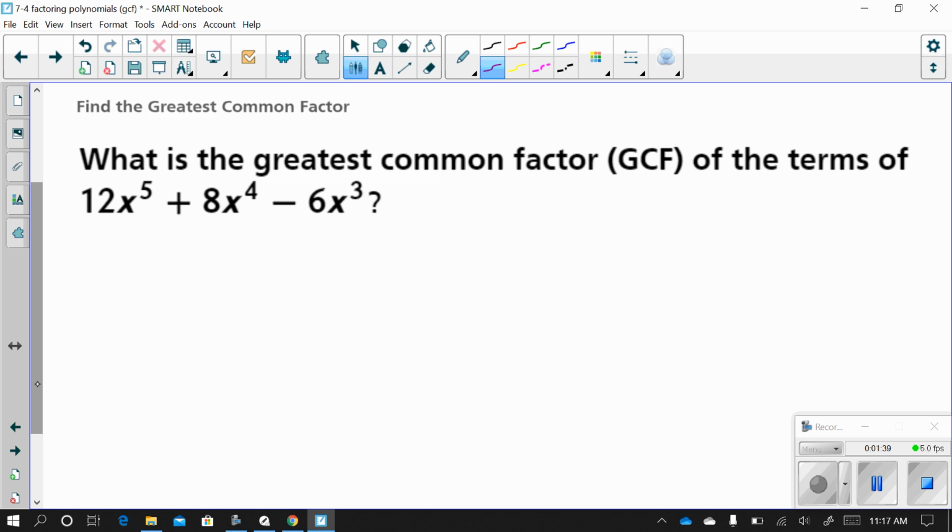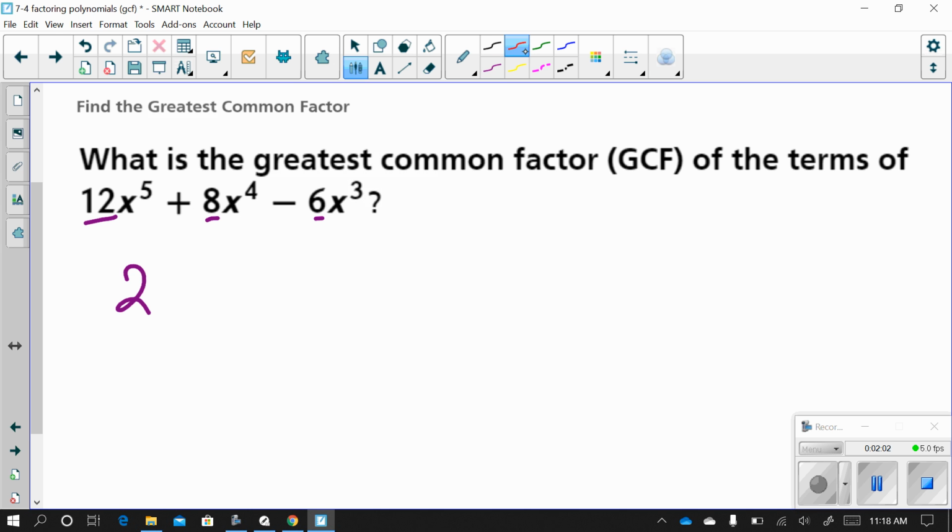So let's start with the numbers. What's the biggest thing that goes into 12, 8, and 6? Well, they're all even. 4 goes into 12 and 8, but it doesn't go into 6. 6 goes into 6 and 12, but it doesn't go into 8. So the greatest common factor here is 2. So I'm going to pull out a 2.